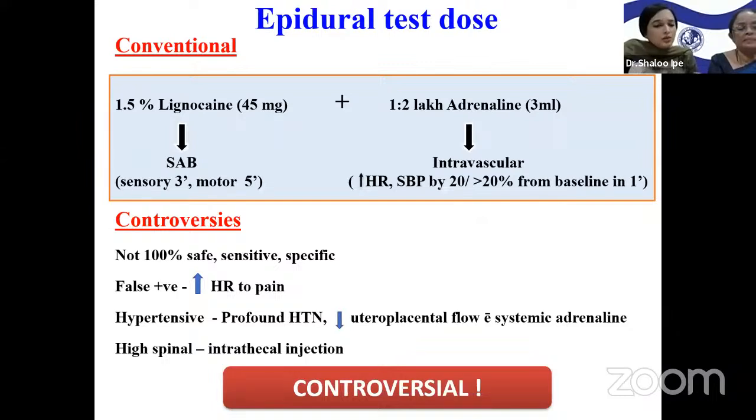Now we know that this conventional epidural test dose is not 100% safe, sensitive, or specific. False positive values can happen. There can be increased heart rate due to physiological response to pain, as with uterine contractions. In patients who are hypertensive, if this dose goes intravascularly, there can be profound hypertension and also a decrease in uteroplacental flow, which can cause fetal compromise. And if this test dose goes intrathecally, this can cause a high spinal.